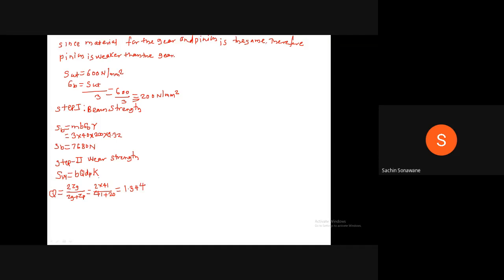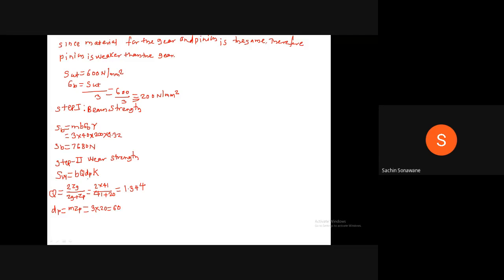Dp means pitch circle diameter of pinion. Dp is equal to m into zp. This is the standard formula: module into number of teeth. Module is 3, into 20. This is a simple calculation: 20 into 3 is equal to 60.